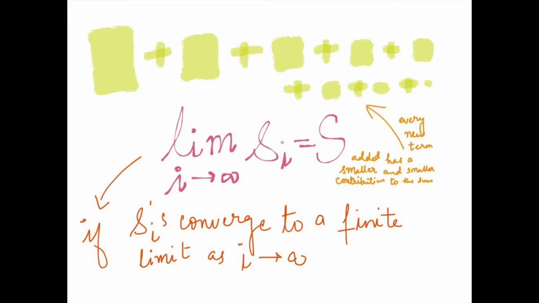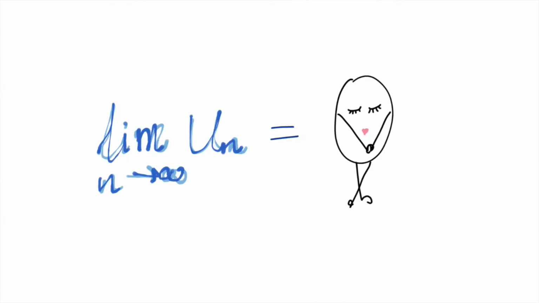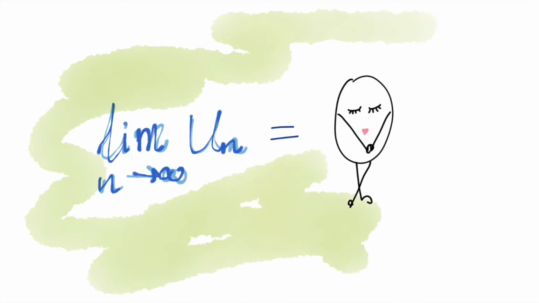Note that something cute that automatically follows is that if every new term added in the summation has a smaller and smaller contribution to the total sum, then if we incorporate infinitely many elements, the last or the infiniteth term's contribution must tend to 0, which is just another way of saying that limit n tends to infinity of un should be equal to this cute little pretty 0.